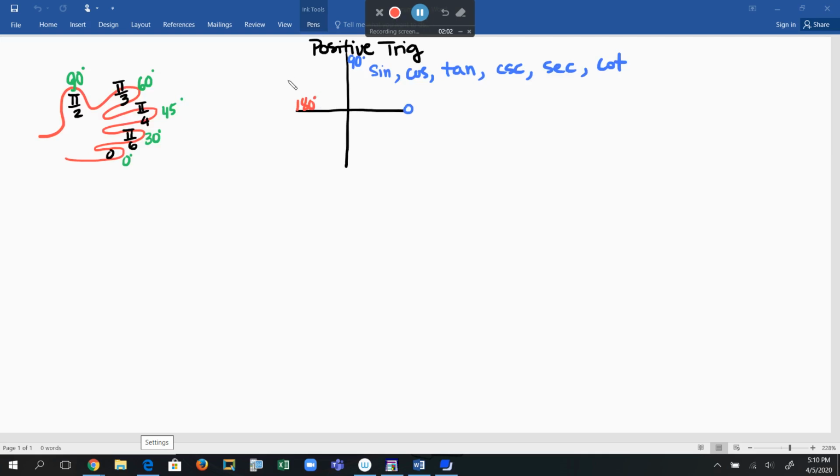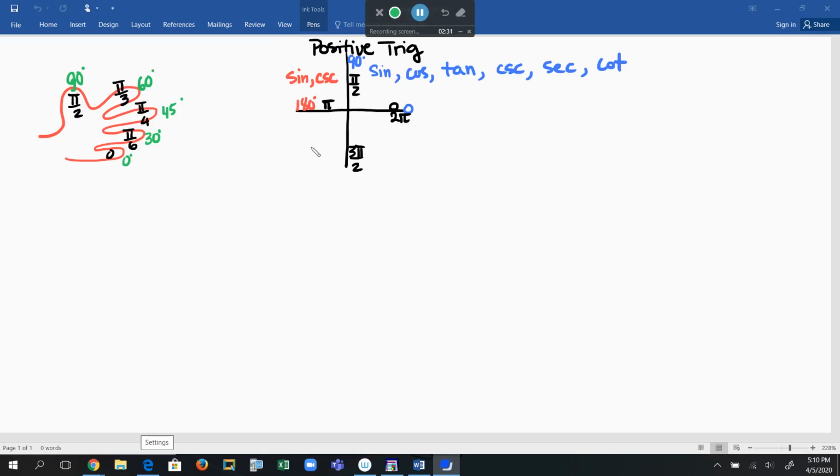It will be sine and cosecant. Only the two functions will be positive. And again, I'm going to write it in radians. So this is the same thing as 0 radians. This is pi over 2 radians, and this is pi. And the next one will be 3 pi over 2. Go back here, 2 pi.